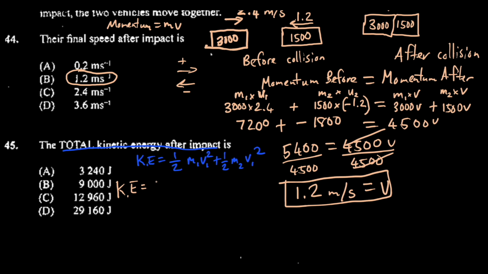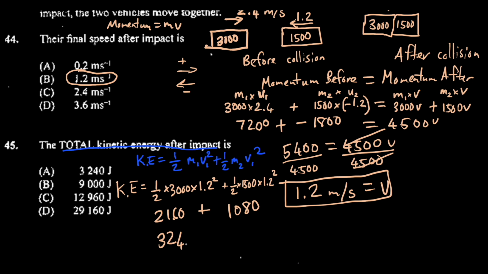So KE is equal to half times 3000 times v squared. So what is v squared? What was the final velocity? 1.2. So 1.2 from our previous question squared plus half times the 1500 again multiplied by 1.2 squared. So this will give you 2160 plus 1080. So that would give you 3240 joules. So that's our answer, 3240 joules.